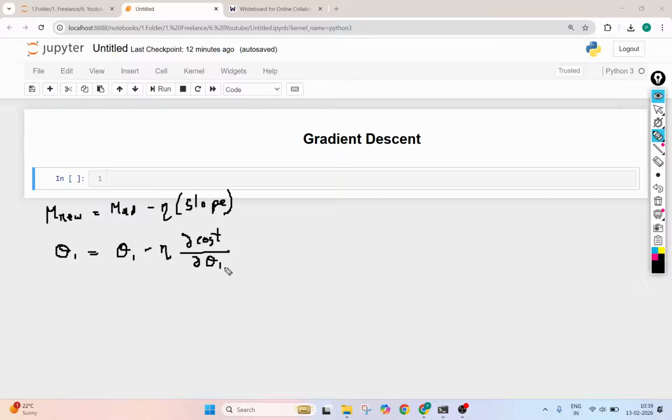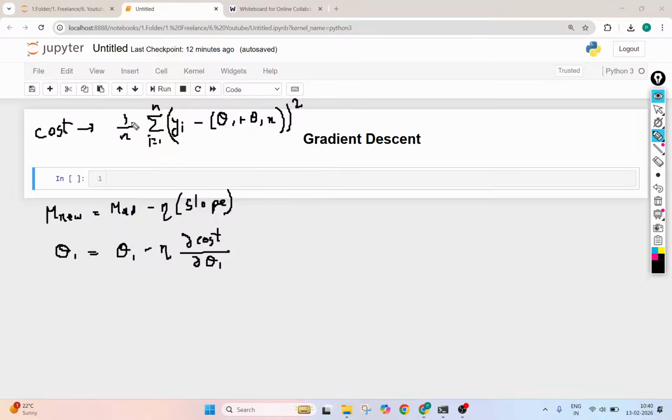Now, what is this d cost d theta 1? We knew the cost function equation was something like this: 1 by n summation of i equals 1 to n, yi minus theta naught plus theta 1 x, whole square. And we need to differentiate this, d cost d theta 1, with respect to theta 1.